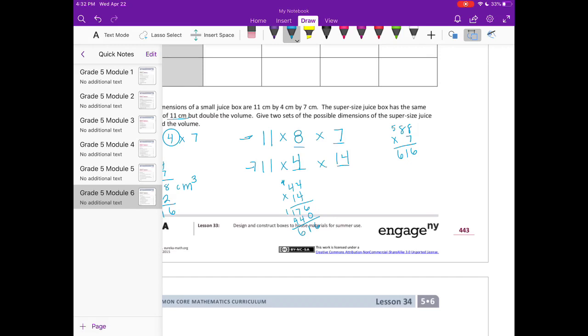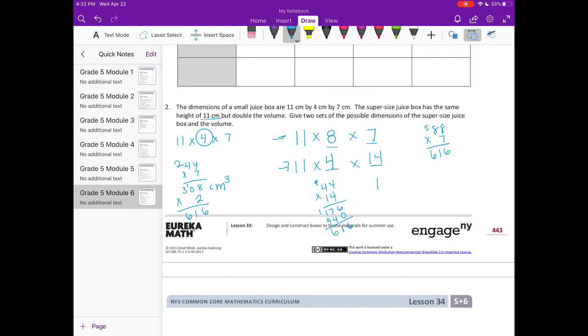So the two possible dimensions would be 11 centimeters by 8 centimeters by 7 centimeters, or 11 centimeters by 4 centimeters by 14 centimeters. Either one of those, just by doubling one of the dimensions.